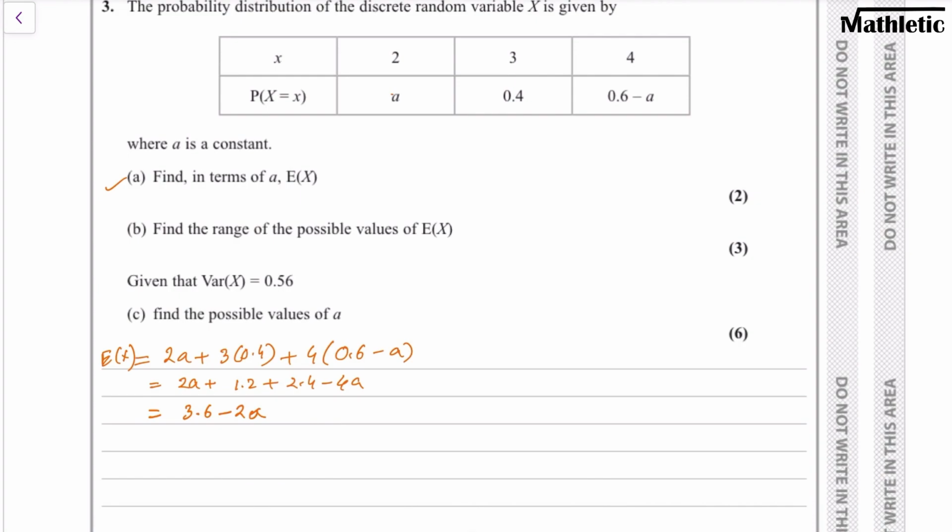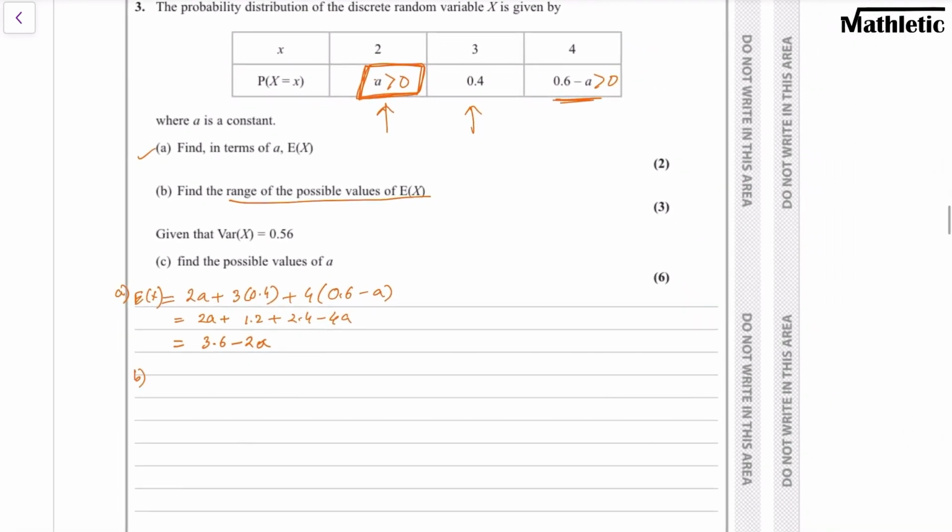Next, for part B, we need to find the range of possible values of E of x. If we just look at the table, the probabilities are in terms of A, and you need to understand that probability is always positive, so this has to be greater than 0, this has to be greater than 0. So from here you get an idea that A is greater than 0, and from the second part, 0.6 minus A greater than 0. If we simplify this, when you shift the negative sign to the right side, the inequality sign will be reversed, so it's less than 0.6. So A is greater than 0 but less than 0.6.